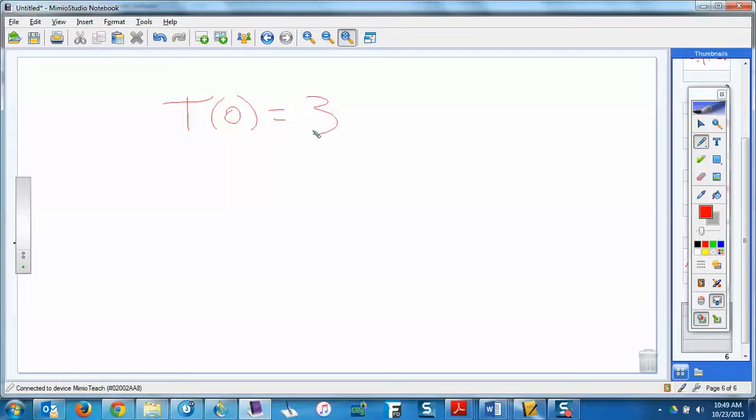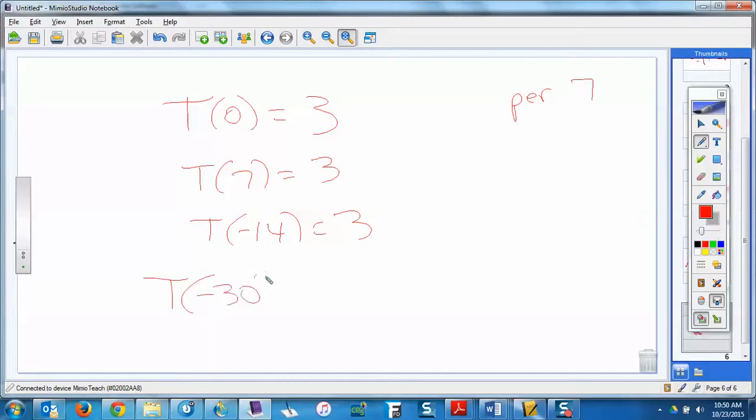So T has a period of 7. I was talking about even and odd, and we didn't really have a question on those. T of 0 is 3. So T of 7 is 3, because you go from 0 to 7 on the x. That's 1 period, so it's got to repeat the outputs. T of negative 14 is also 3, because that goes left 2 periods from 0. But then this is the one: why is this a true statement?